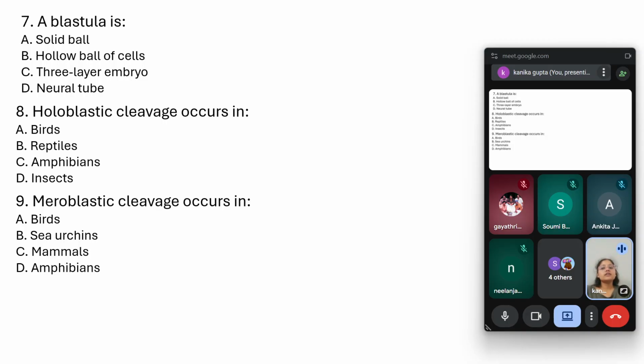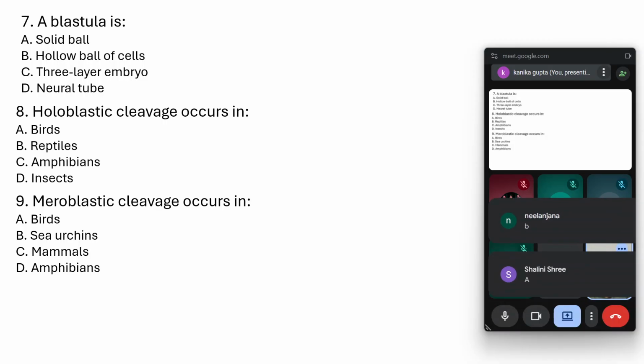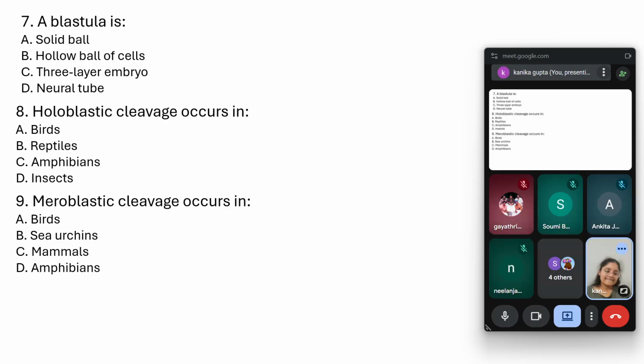A blastula is... Okay, so only Nilanjana got it correct. It is the hollow ball of cells. Did you forget a blastula has a blastocoele? So it is a hollow ball of cells. It is not a solid ball. So only Nilanjana got it correct, guys.